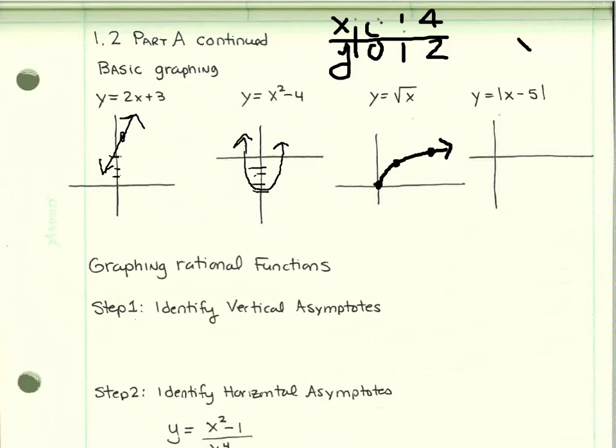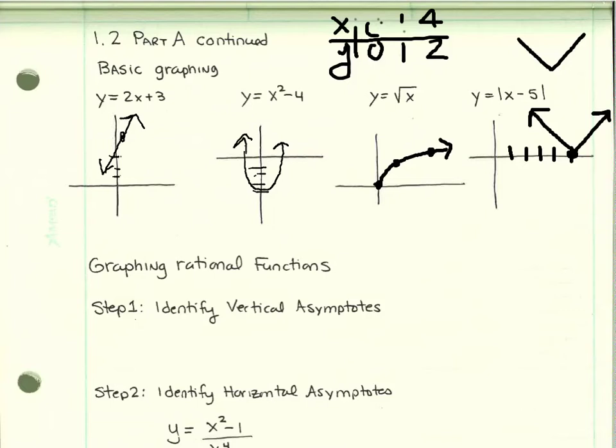Absolute value graphs are V-shaped. This absolute value graph is shifted to the right 5, and it has a slope of 1, and it sort of gets ricocheted off the vertex and goes back at a slope of -1. These graphs are all going to be pretty easy. The hard part is going to be graphing the rational functions, which we'll take a look at below.